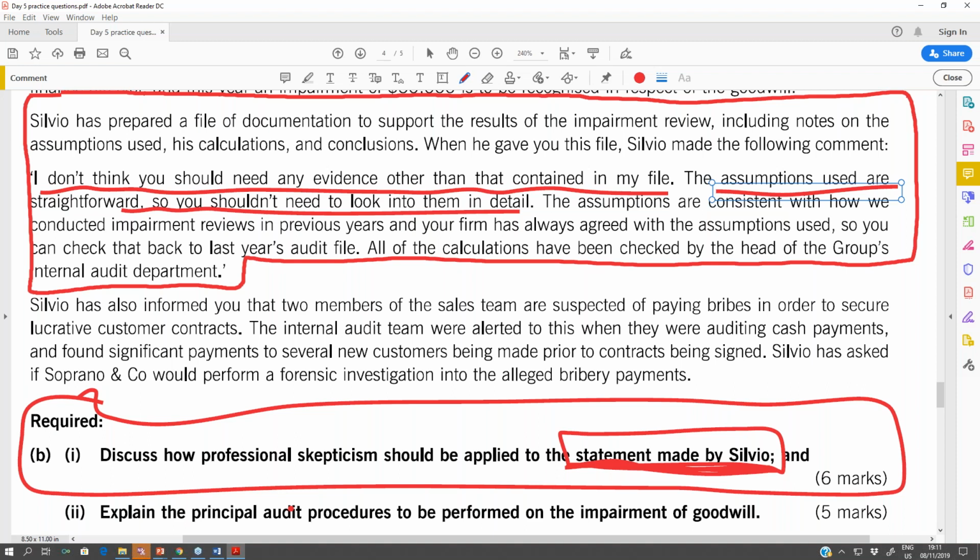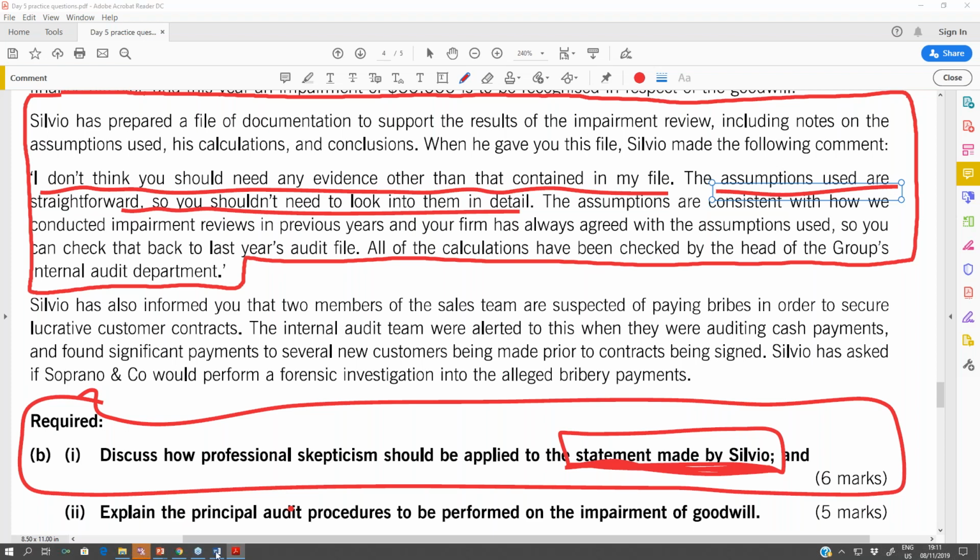Do you believe assumptions are straightforward? Don't we believe assumptions are risky? Assumptions are subjective. So he's saying the assumptions are very straightforward and you should not look into them in detail. Does it seem he's trying to stop us? And does it seem that there is something which he's trying to conceal from us? Can you understand the concealing tone of Silvio here? He's trying to conceal something from us.